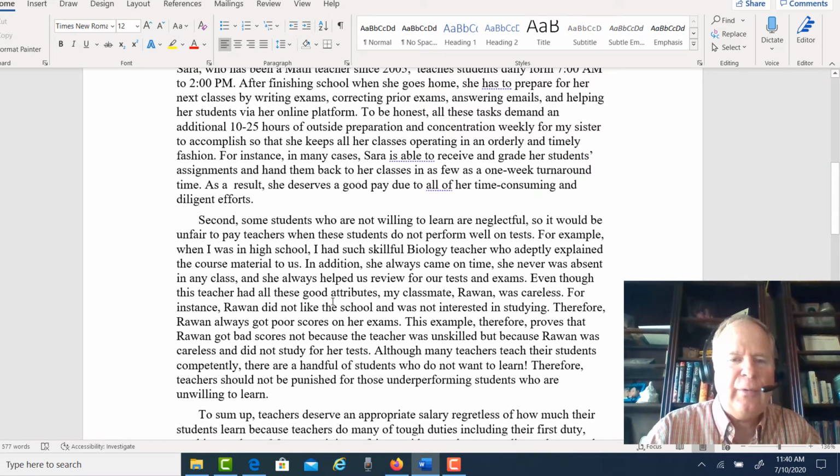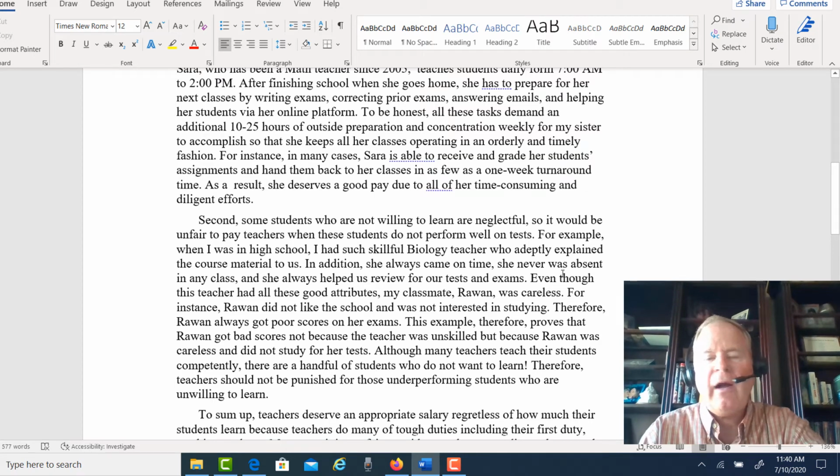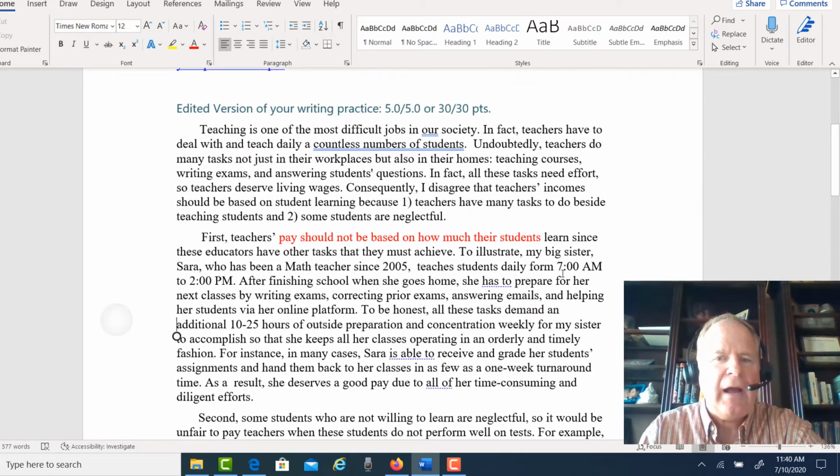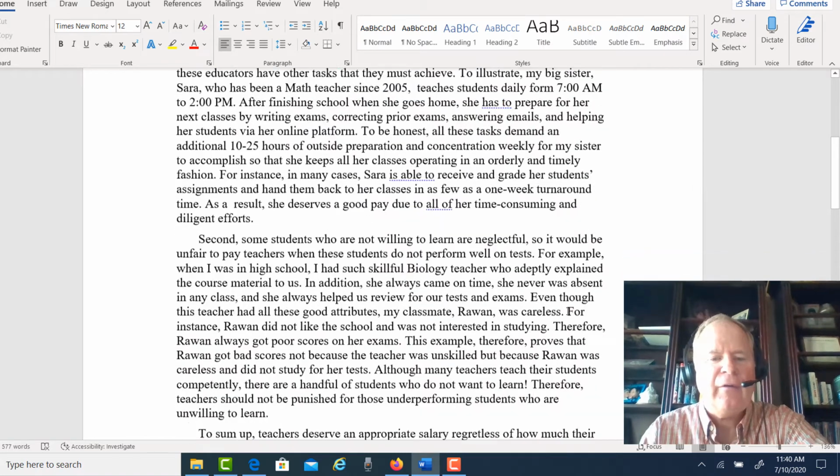So I think we're good. So we have this, and both of these paragraphs, they directly connect back to the thesis that we have here.